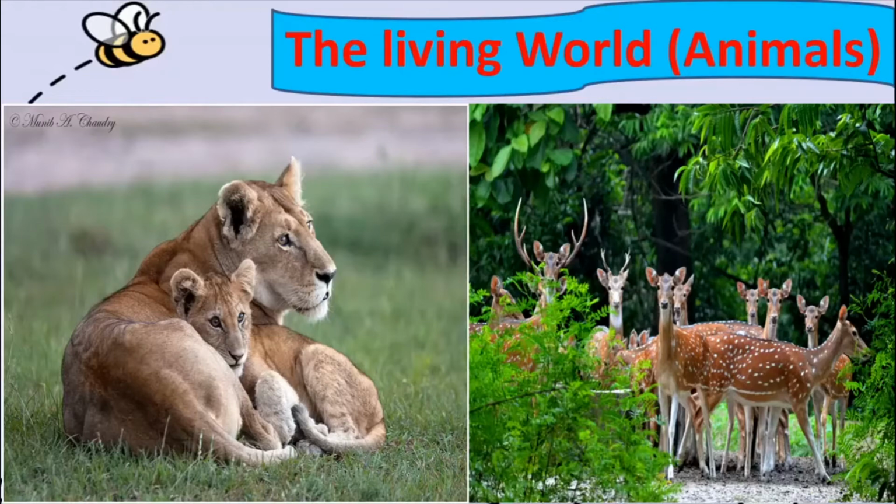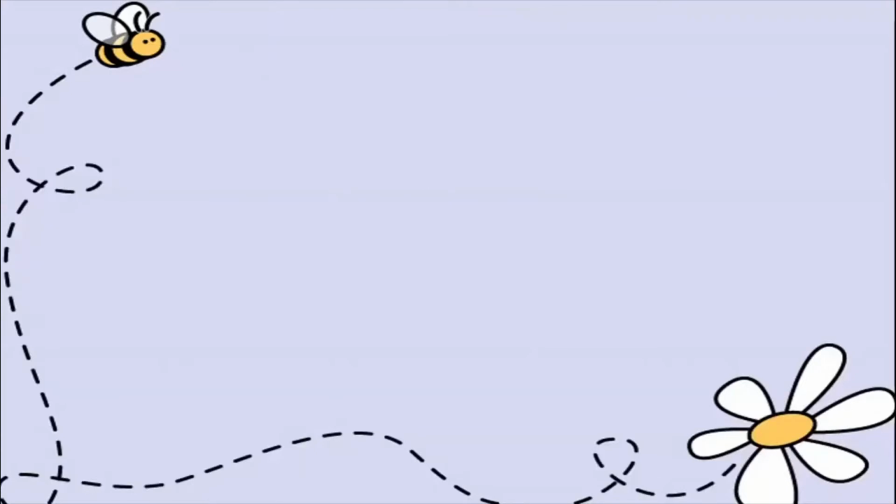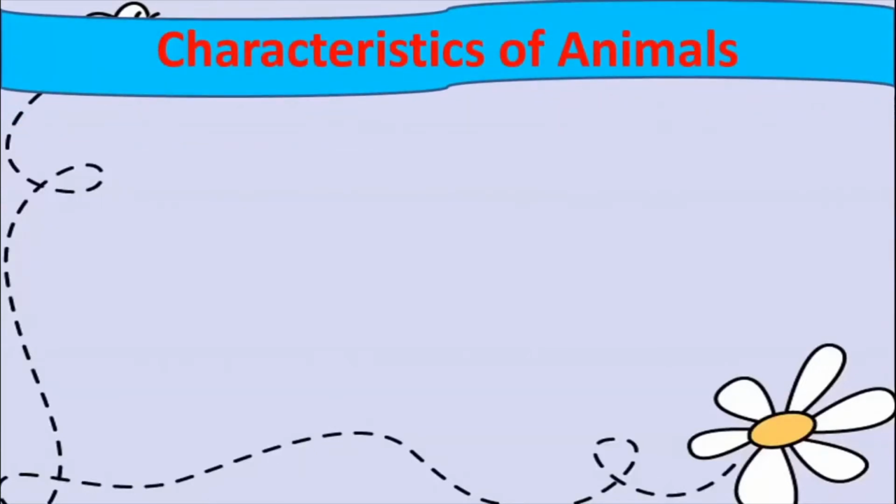So we are going to talk in more detail about this particular part of our living world, and that is the animal kingdom. And let me tell you, there are going to be beautiful pictures, beautiful images, and a lot of interesting things to learn in this lesson today for you. So children, we will start by talking about characteristics of animals. So what are the special qualities of animals? When we learn about these special qualities, we will learn a lot about these animals.